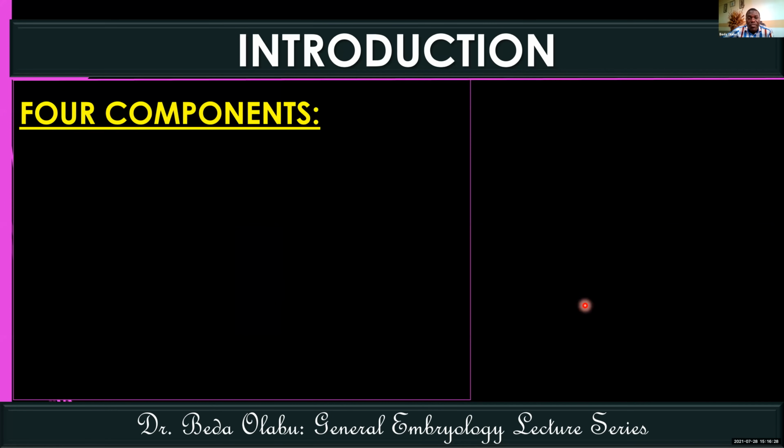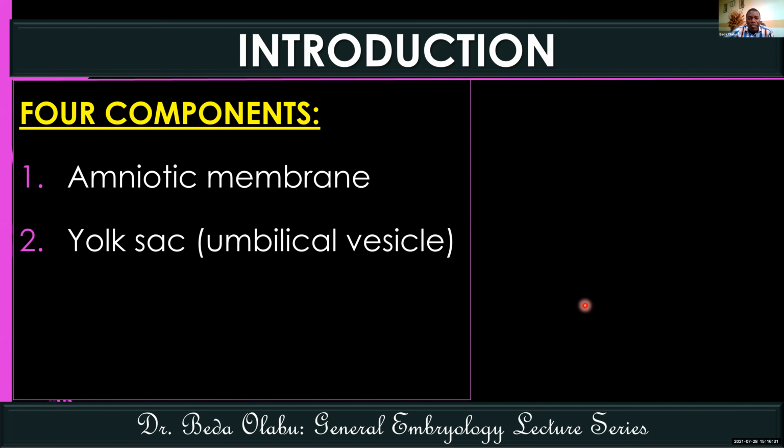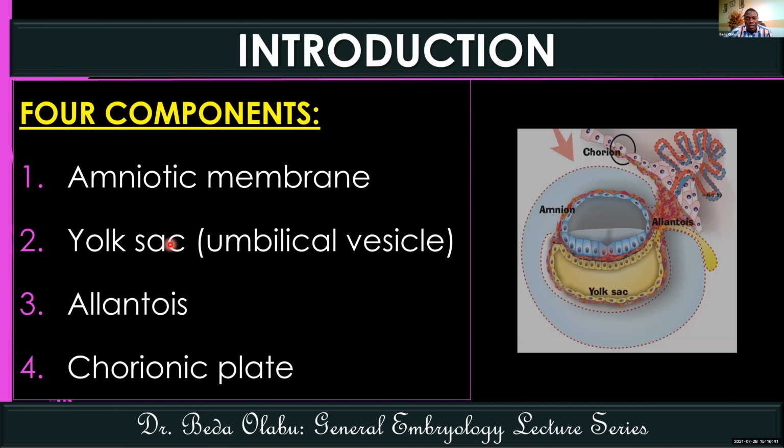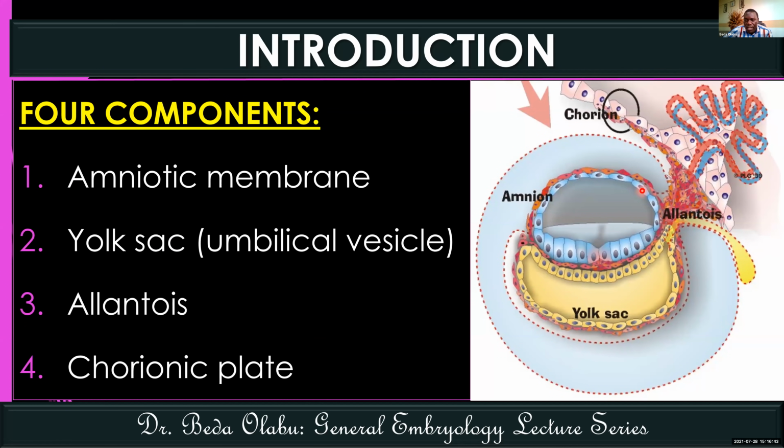We agreed that there are 4 components of fetal membranes. We have the amniotic membrane, the Yolk Sac, also called umbilical vesicle, the Allantois, and the chorionic plate, or you can just call it the chorion. So in this image, this is the amniotic membrane, this is the Yolk Sac, this is the Allantois, and this is the chorion.